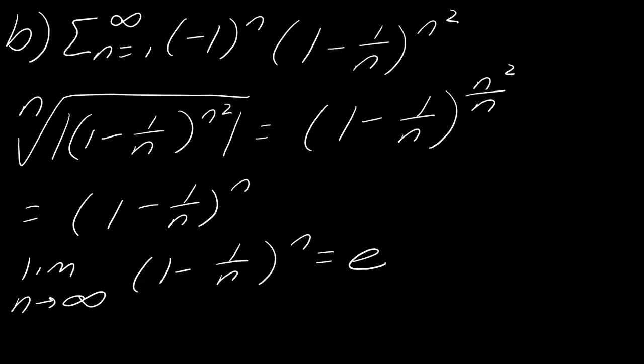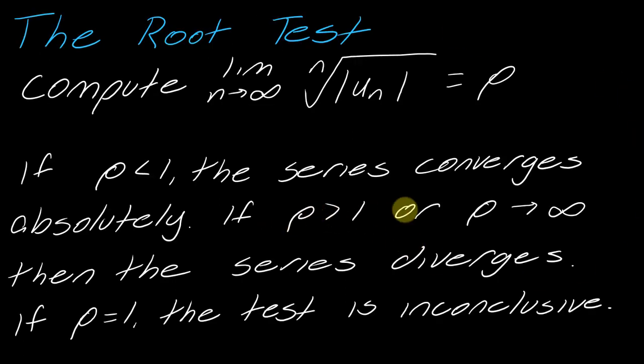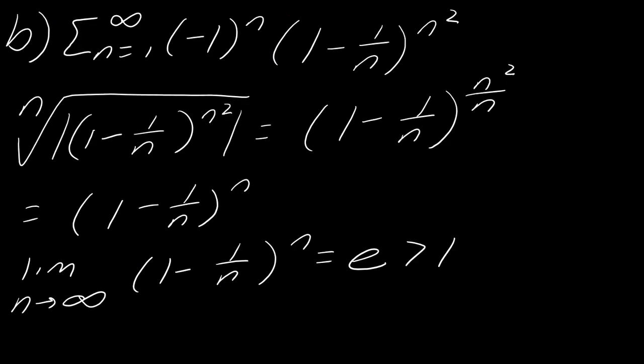Now, e is greater than 1. When the value of the limit is greater than 1, that means the series diverges. So I can say then that this diverges.